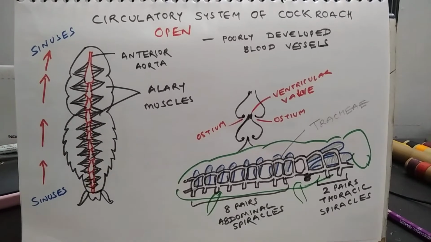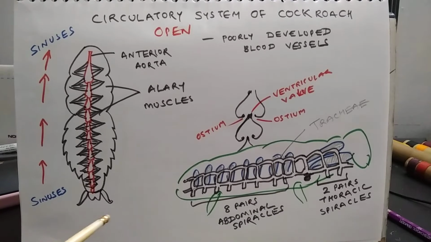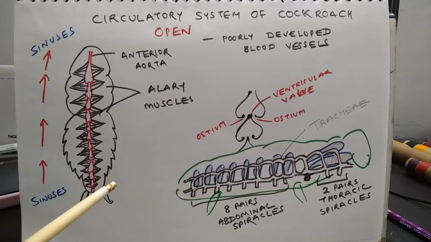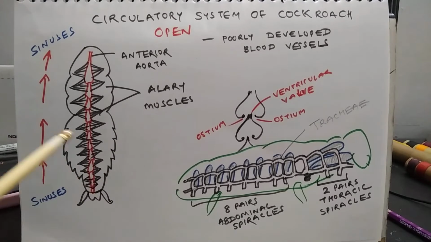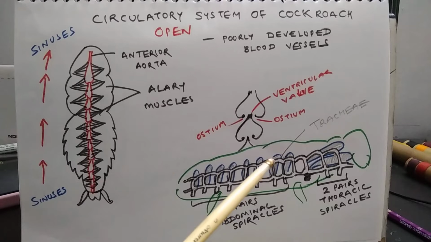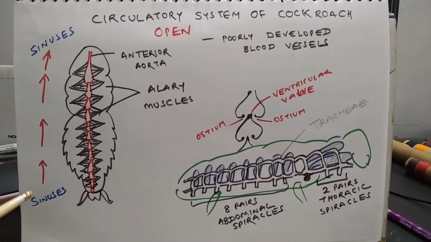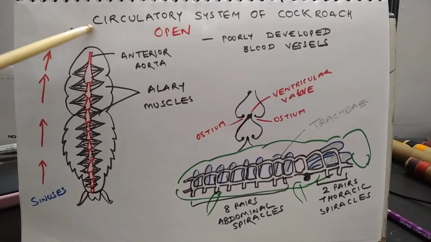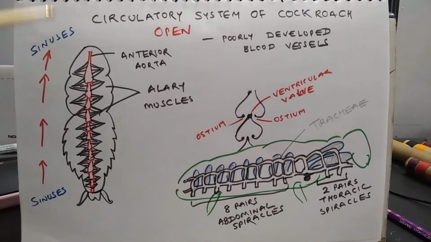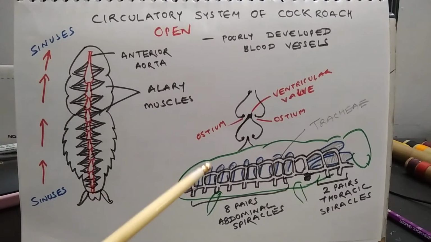In each heart, there is an ostium on either side. Ostium is the singular word and ostia is the plural word. Blood from the sinuses enters the heart through ostia, and then the heart pumps blood to the next heart, and that is how blood flows from the posterior portion of the body towards the anterior portion of the body. Once the blood comes into the anterior most heart, it is pumped out into the sinuses through the anterior aorta, and that is how the blood circulation goes on and on.